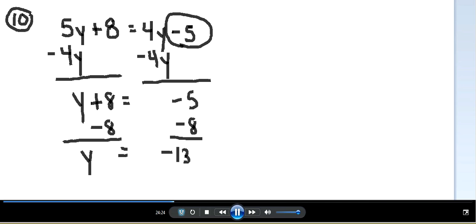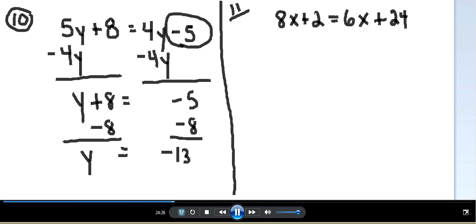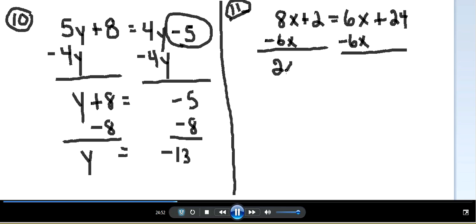Okay, we're done with number 10. Okay, last one for the little algebra problems here. Same situation, I got an x on the left side of the equal sign and an x on the right side of the equal sign. So I'm going to get rid of this x first by subtracting 6x. So I've got 2x plus 2 equals 24.